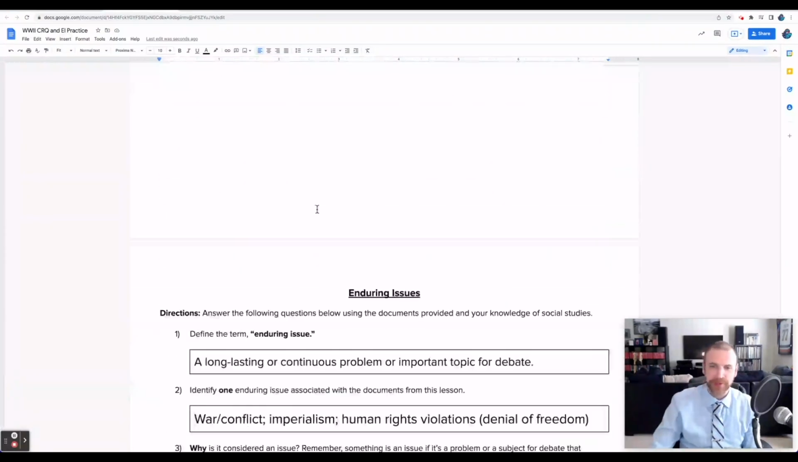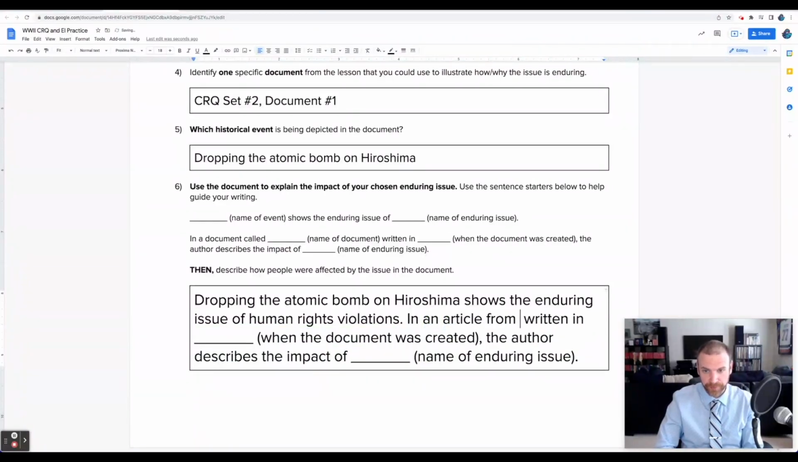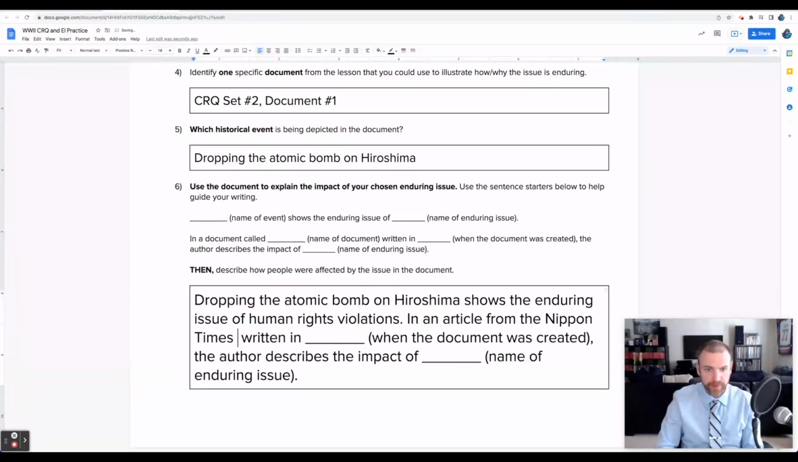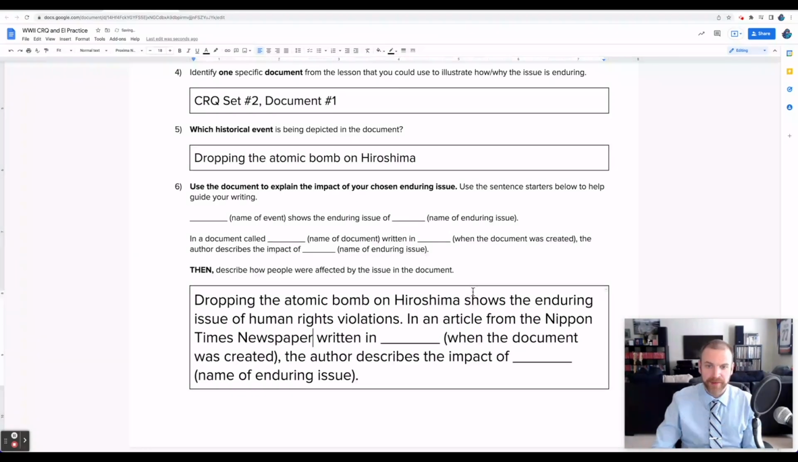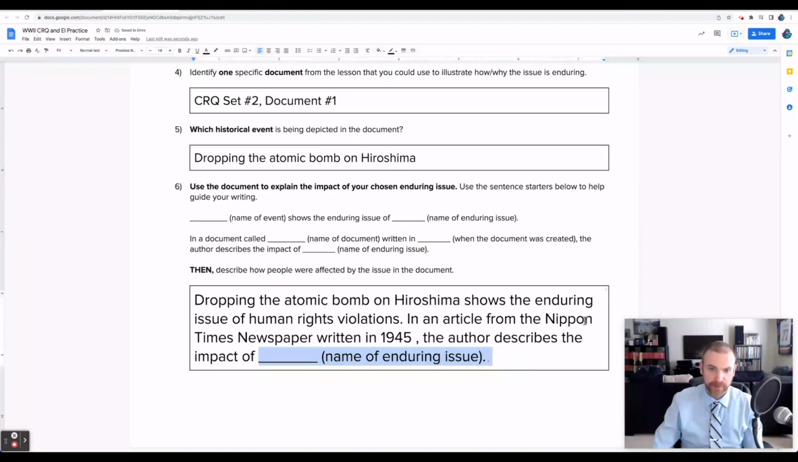Okay, so not everything is always going to be so formulaic. You do have to get creative sometimes, right? Not everything will fit in the sentence frames exactly. So in a document called blank, written in blank, how about in an article from the Nippon Times newspaper, right? That sounds a little bit better here. In an article from the Nippon Times newspaper, written in 1945, that was the year. If you didn't know that, it's in the source information. Okay, the author describes the impact of human rights violations.